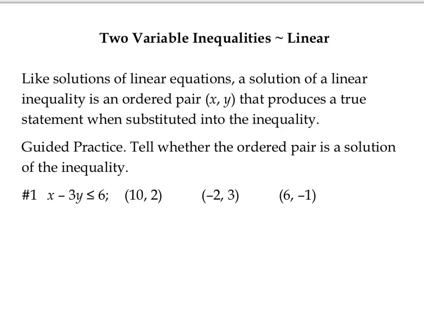So let's look here at what it means to be a solution for an inequality in two variables. We're going to have the inequality x minus 3y is less than or equal to 6. And we're going to determine if these ordered pairs are solutions. So let's start with (10, 2). To figure out if (10, 2) is a solution, we plug in a 10 for x and a 2 for y and see if it makes a true statement.